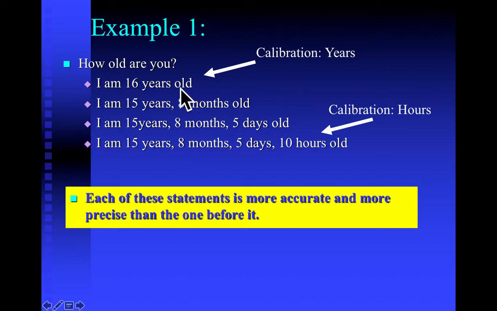We can see that the first value is calibrated based on years, and it's accurate. It's appropriate to report 16 years as an age if age is being measured only in years. However, if we ask the person to be very, very specific down to hours in their age, then we get a whole lot more detail about their age in terms of the number of pieces of numerical information.